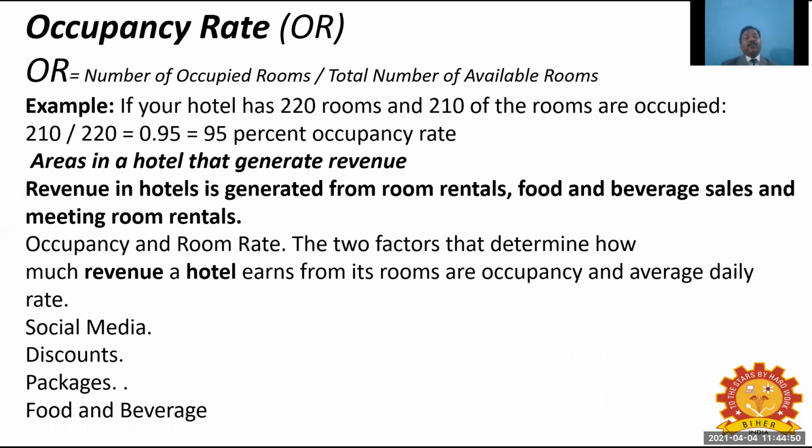Occupancy rate: number of occupied rooms divided by the total number of available rooms is the formula you will usually use to compute the occupancy rate. For example, if your hotel has 220 rooms and 210 rooms are occupied, then 210 divided by 220 is equal to 0.95, that is 95% is your occupancy rate.